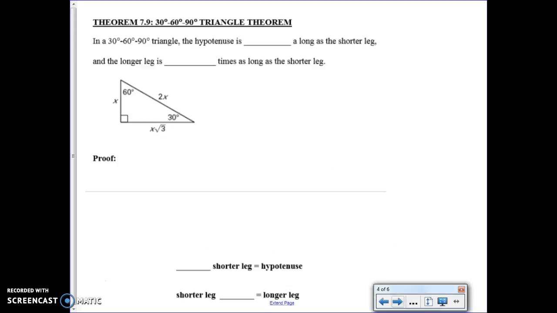Okay, so then we also have 30, 60, 90 triangles. In a 30, 60, 90 triangle, the hypotenuse is twice as long as the shorter leg, and the longer leg is the square root of 3 times as long as the shorter leg. Let's show that again with our Pythagorean theorem. If I set this up, one leg is x, I'm going to square that. The other leg is x radical 3, I'm going to square that whole thing, and then the hypotenuse is 2x, I'm going to square that whole thing.